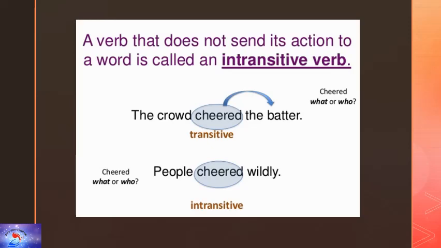In the first sentence, the verb cheered raises a question, what or who. So here in the first sentence, you get the answer for the question, what or who. But in the case of the second sentence, there is no answer for the question, what or who. So when you have an object to receive the action, then the verb is a transitive verb, and when you don't have an object to receive the action, then that verb is called an intransitive verb.